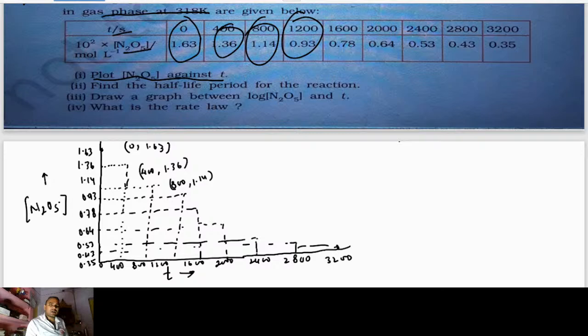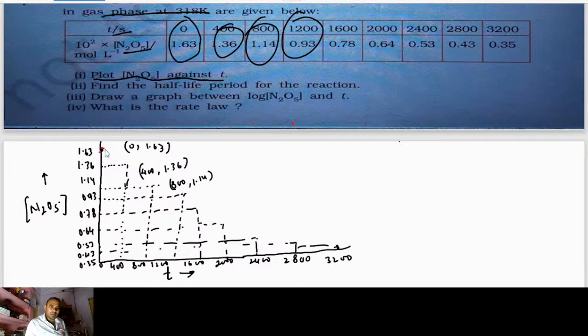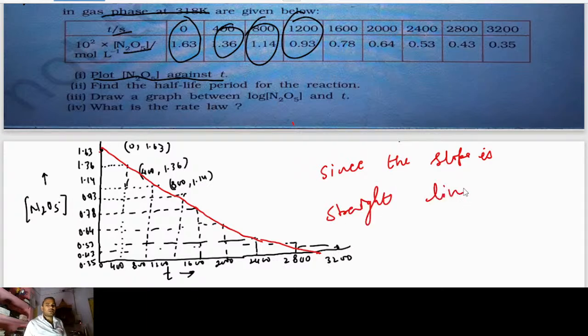So let us draw the graph, student, and see how the graph is going to be. This is starting here. See the graph, how it is coming, student. Almost the graph is showing a straight line, student. Since it is a straight line, this is going to be first order.